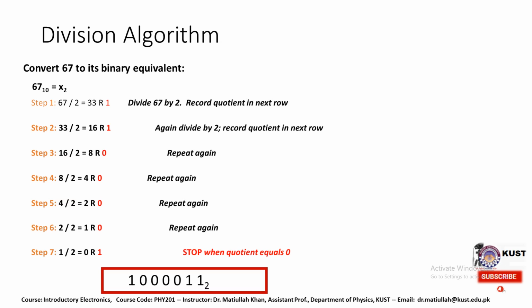We need to stop when the quotient equals 0, I mean when the value becomes equal to 0. So in this way we have converted 67 into 1000011 in base 2. This is the binary equivalent of 67 in the decimal number system.